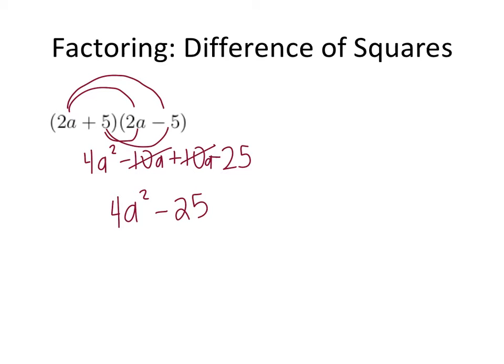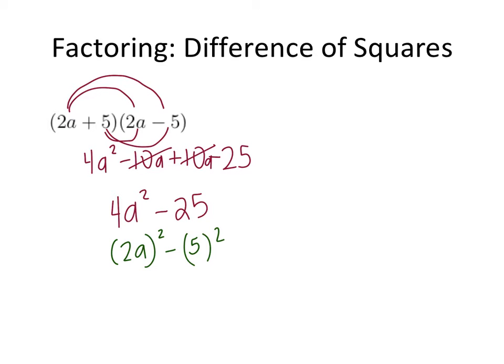And basically 4a squared minus 25 we can view as a difference of squares because 4a squared is actually a perfect square. It's just 2a squared, right? And 25 we know is just 5 squared. So if ever you have something that can be written as a difference of squares where the first term and the second term are both perfect squares, then they have a special factorization called difference of squares, where it's just going to be the square root of the first one plus the square root of the second one, and then the same thing but with a minus.